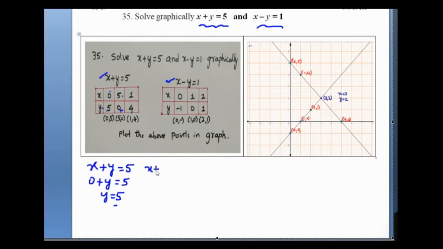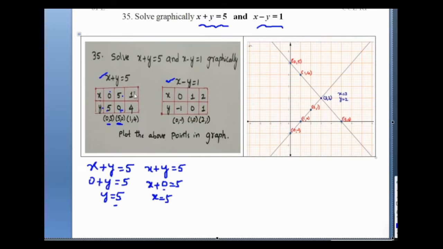We'll see how we get x value as 5. So x plus y is equal to 5. So we have assumed y value as 0. So x plus 0 is equal to 5. As 0 has no value, x is equal to 5. So when y is 0, x is 5, and the point is 5 comma 0. The first point is 0, 5, the second point is 5, 0. These 2 points are enough to draw a straight line in the graph.